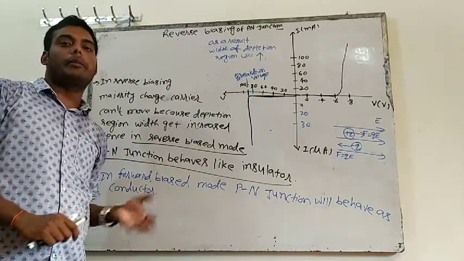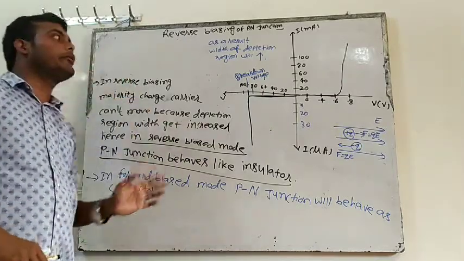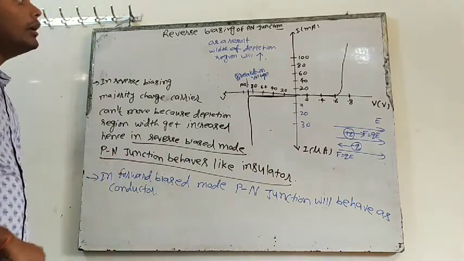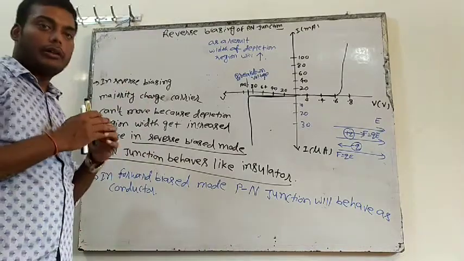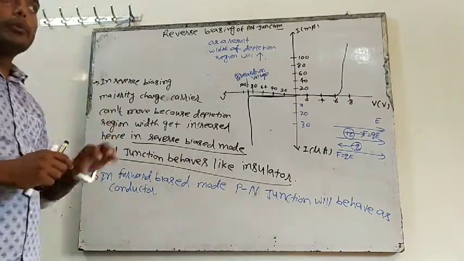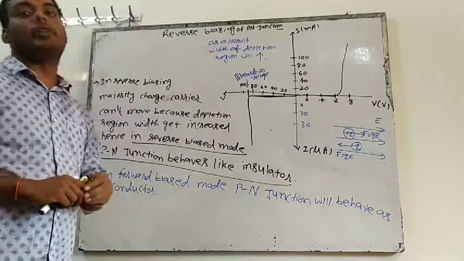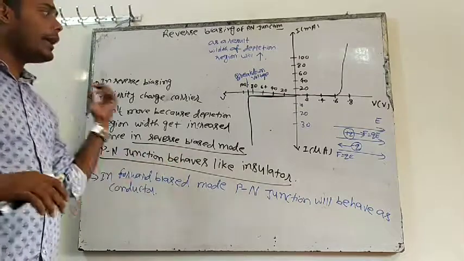So this is forward biasing and reverse biasing of a p-n junction. The main point you have to understand is that in reverse biased mode, the p-n junction will behave as an insulator. Why? Because its depletion region gets widened, its width increases, so the potential barrier increases, so it is not possible for the charged particles to jump. If the charged particles do not move, it will behave like an insulator.